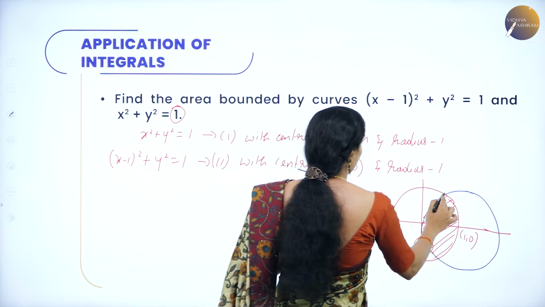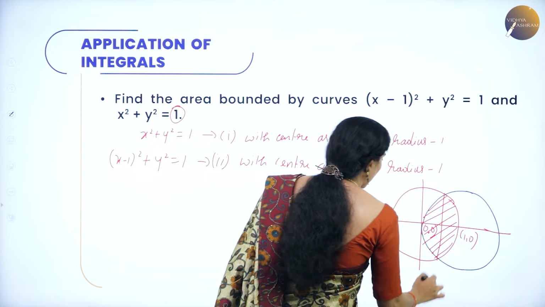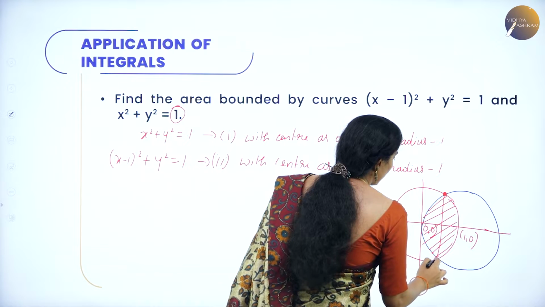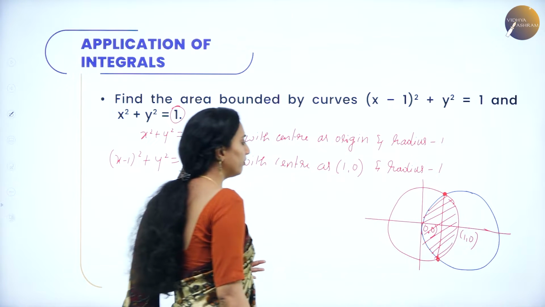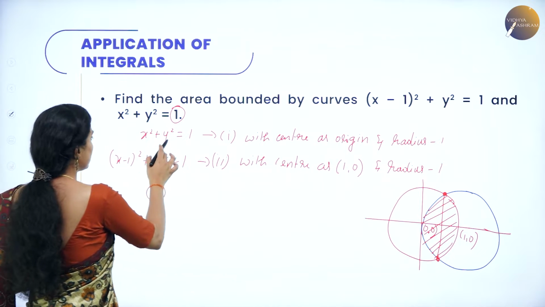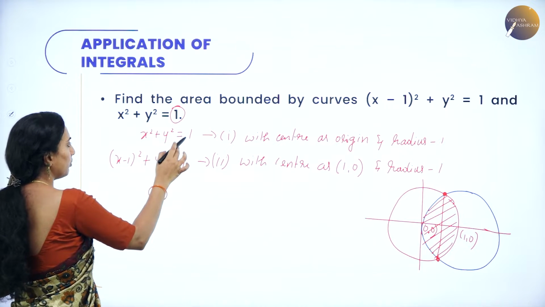Got? So I can draw the lines. So here this is a point of intersection. First let us find out the point of intersection by solving the equations which they have given. So here the given equation is this one, x squared plus y squared is equal to 1.